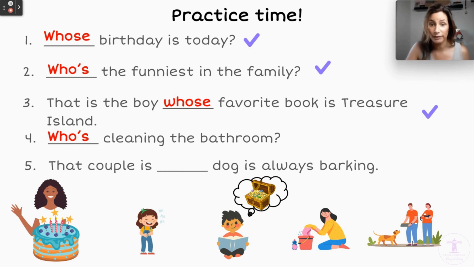And then the last one, okay, this dog always barking. And we're saying that that dog belongs to this couple. It's their dog. So that couple is whose dog is always barking. That dog, it belongs to them, right? So give yourself a tick.